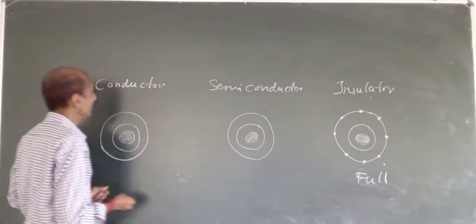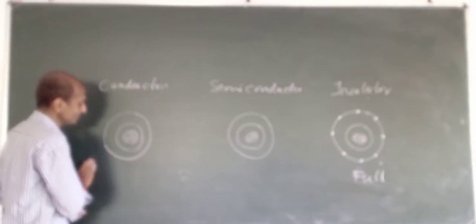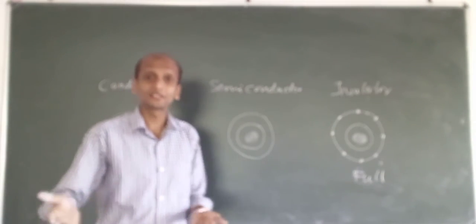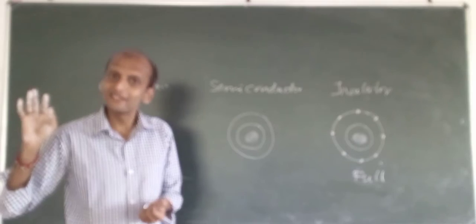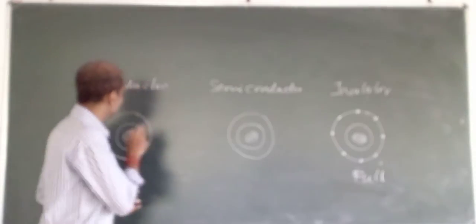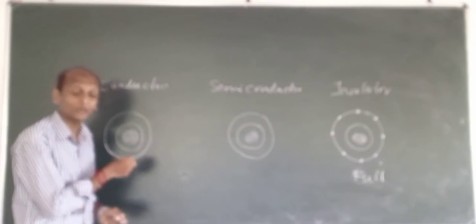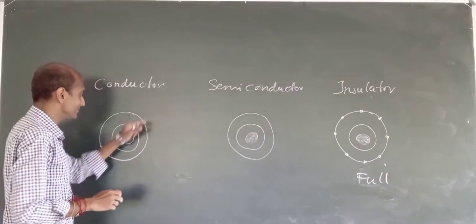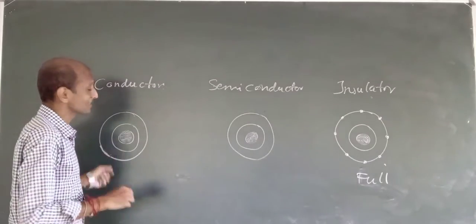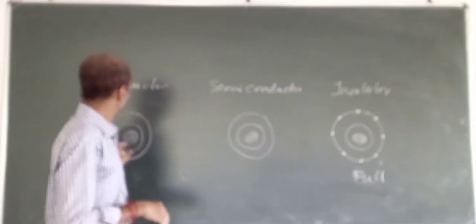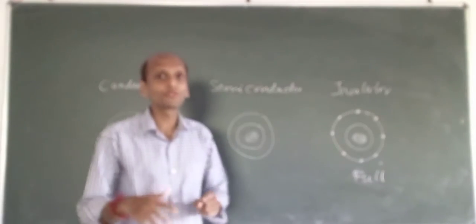Fine? Yes. Coming to conductor. Conductor means what? It should make charges flow like anything. So this is how they should be. So now here we will be seeing how many valence electrons should be there for a conductor. A conductor should let charges flow like anything.